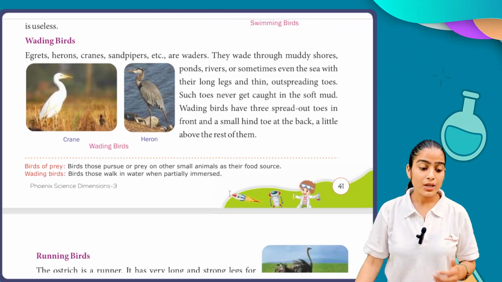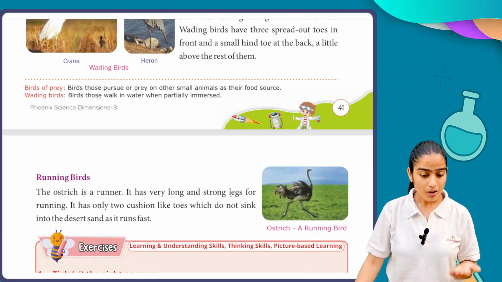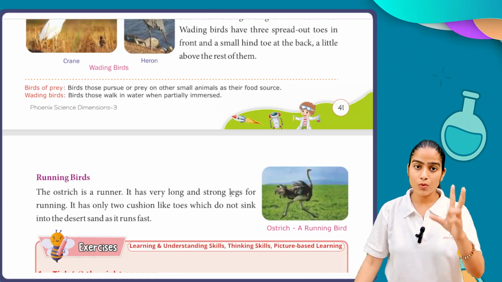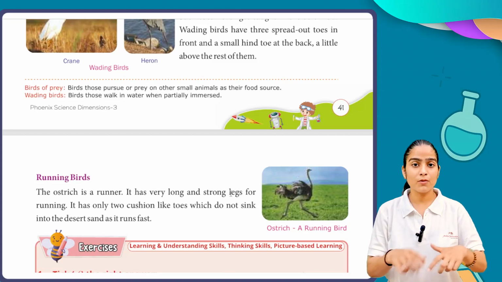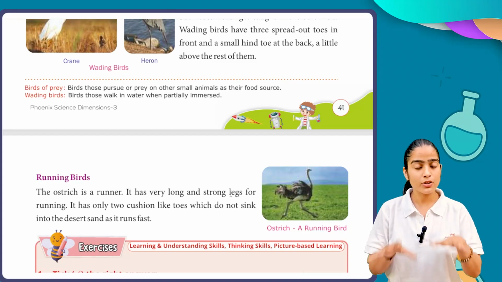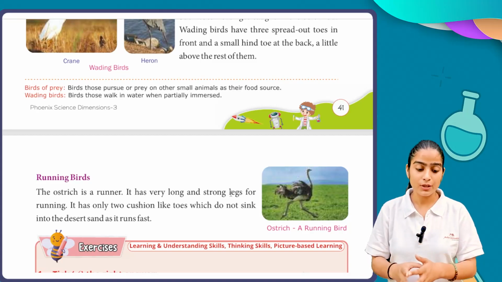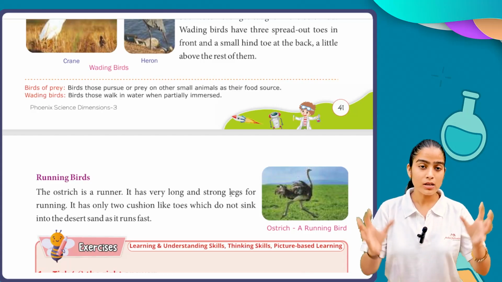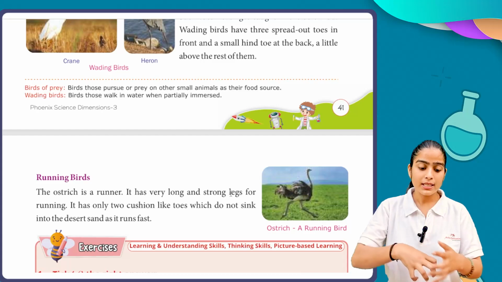Next we have running birds. The ostrich is a runner. It has very long and strong legs for running. It has only two cushion-like toes which do not sink into the desert sand as it runs fast. So they have only two toes, and just as human beings walk and run fast, similarly the ostrich also runs that way. With the cushion-like toes they have, they do not sink into the desert sand as they run fast.